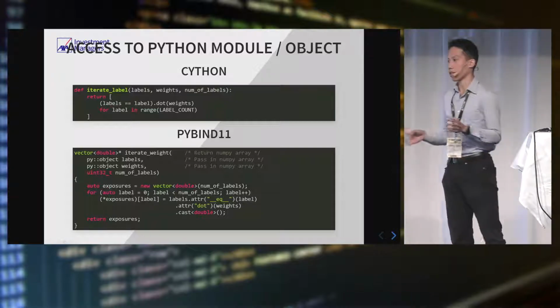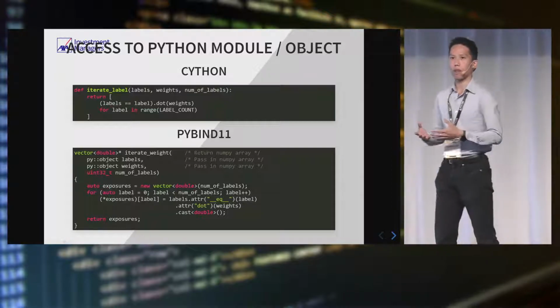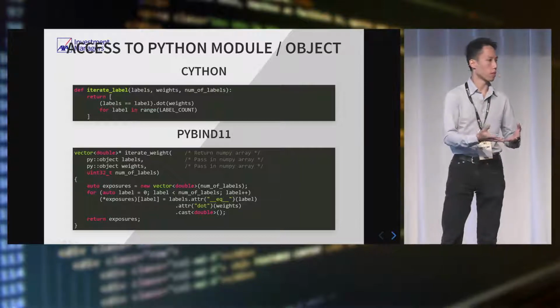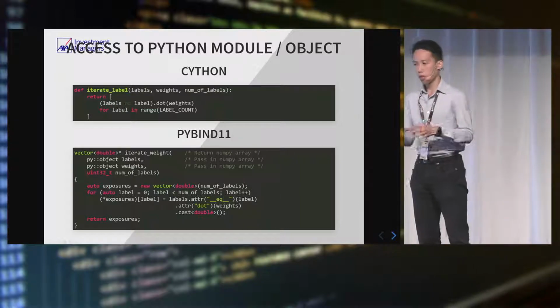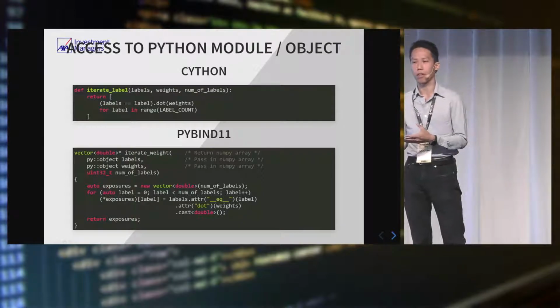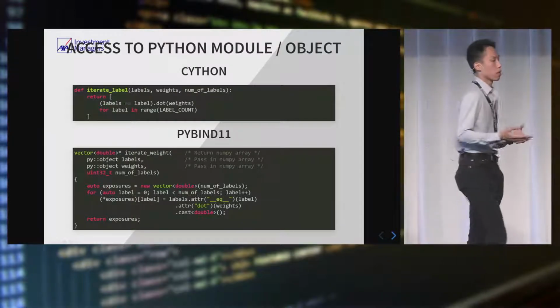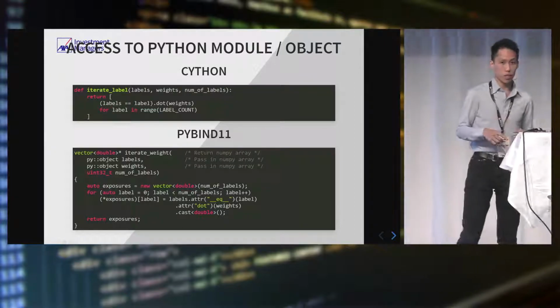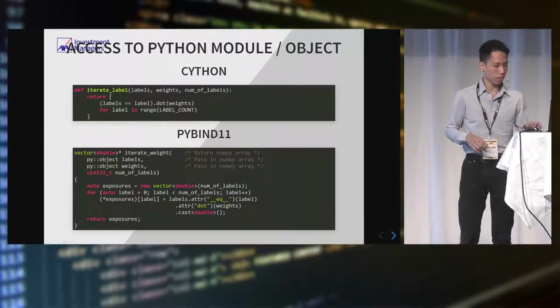So you have to get your Python object, use the method or attribute to call the methods out. After the operations, you retrieve the Python object. You have to cast it back to the C levels or the C types. And this makes your code a little bit harder to read.